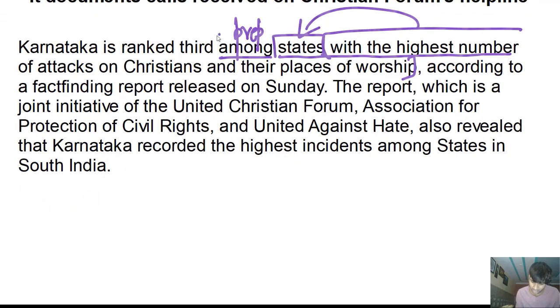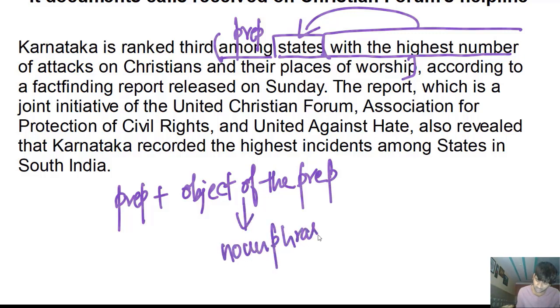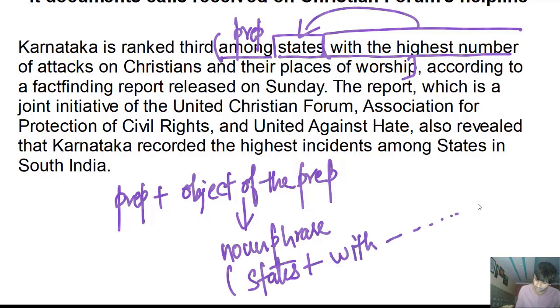All right. So here we have a preposition plus the object of the preposition. And the object of the preposition is a noun phrase. What is it? It's a noun phrase where states is the noun and with places of worship is the post-modifier.